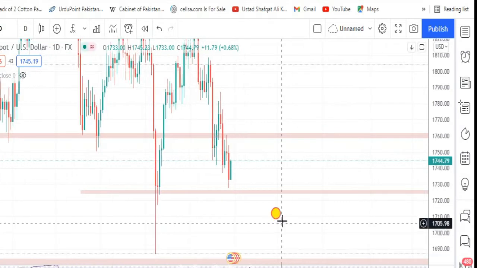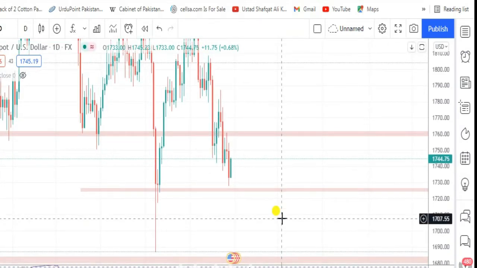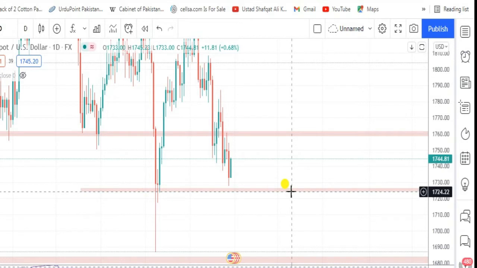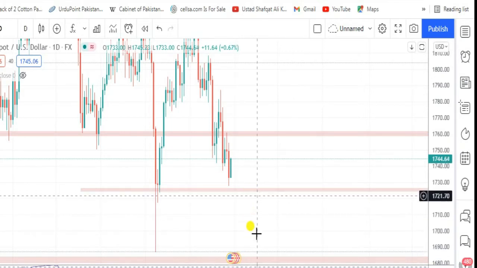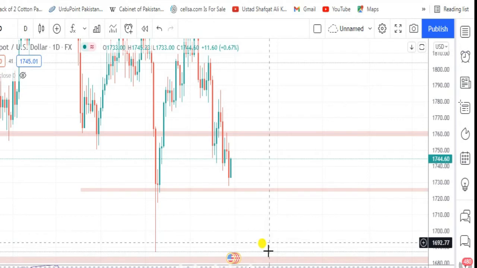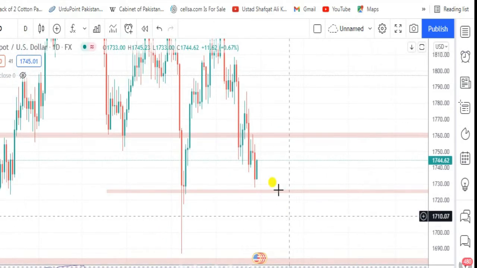So you have to memorize firstly two areas, 1760 and 1728. If the market breaks the 1728 area, then it's a proper sell till at least 1680. There's no major resistance or support in between these areas. So right now, 1760.